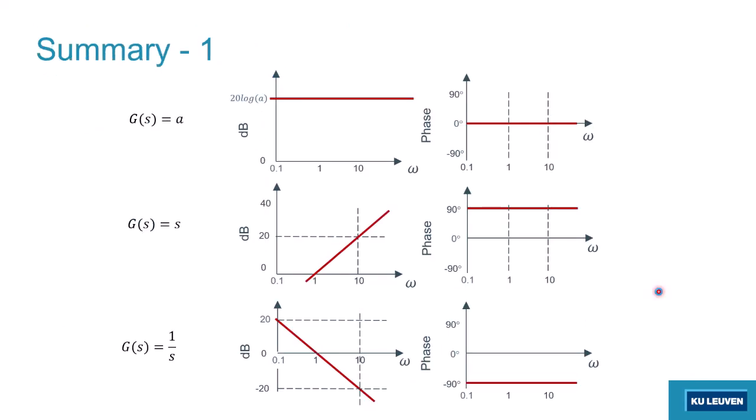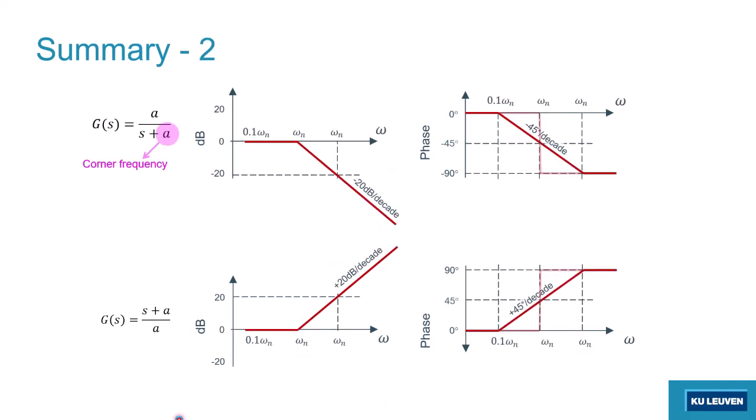Okay, so as a summary then, these next three slides summarize the diagrams for different simple systems. The first one is the diagrams for a constant function, or basically a static system. Constant magnitude over all frequency, constant phase at 0 degrees over all frequency. The second row here is the magnitude and phase plots for a differentiator system, and the third one is for an integrator.